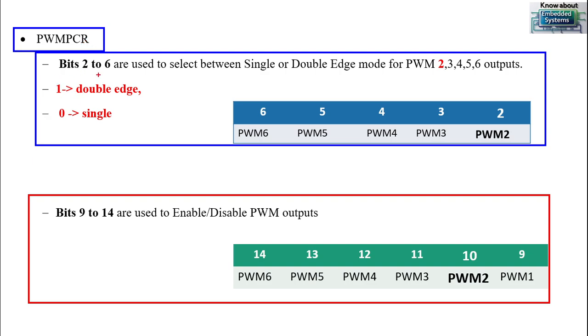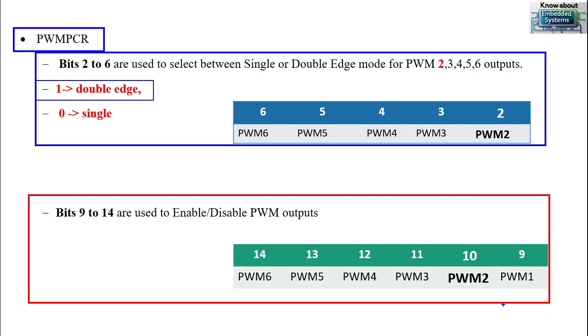When you configure the bits from 2 to 6 as 1, it is going to be configured as double edge, and when you configure bit number 2 to 6 as 0, it is going to be configured as single edge. You can see here bit number 2, 3, 4, 5; these are all the bits defined for single edge or double edge. So this is one part of your control.